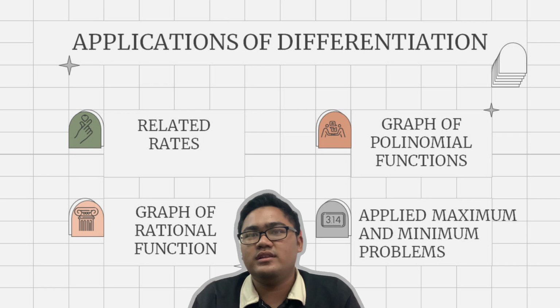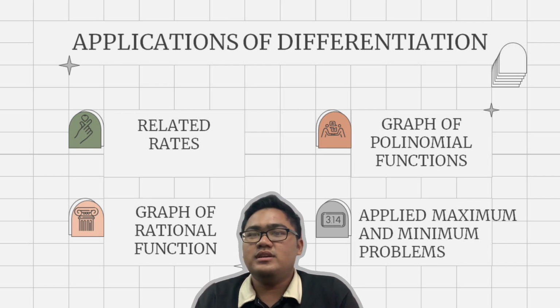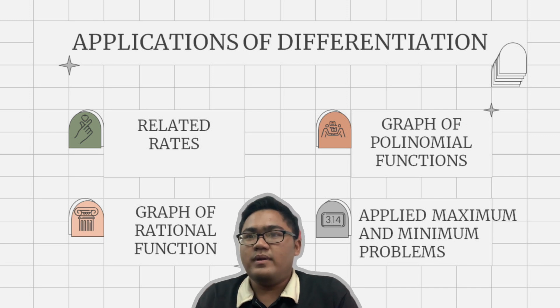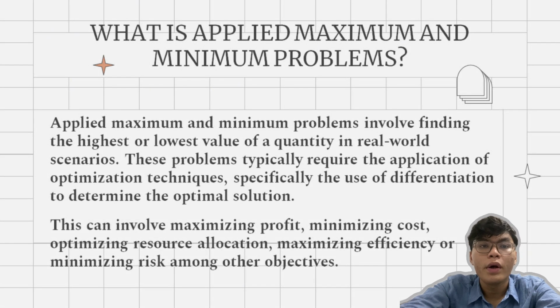Number 1, related rates. Number 2, graph of rational function. Number 3, graph of polynomial function. And the last one is applied maximum and minimum problems. Okay, what are applied maximum and minimum problems?